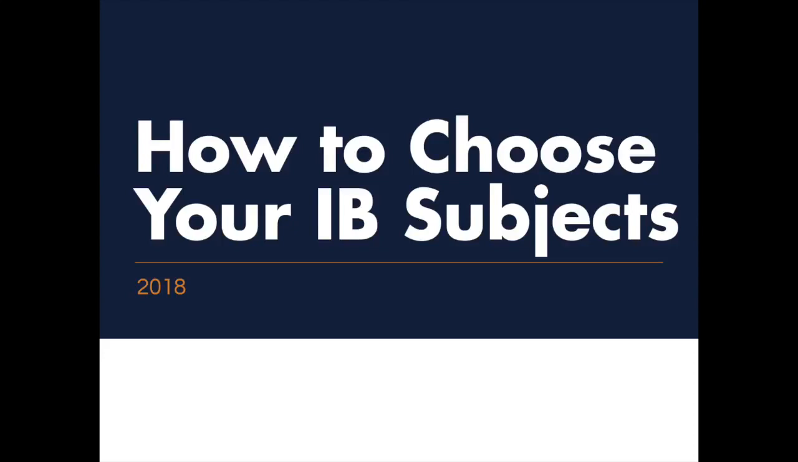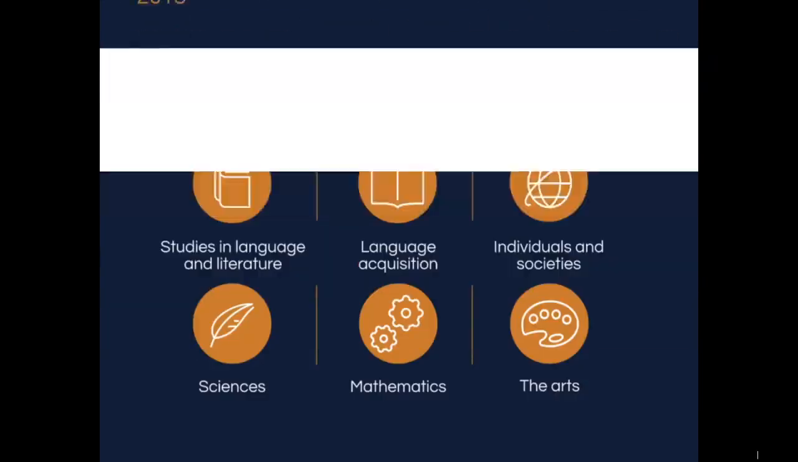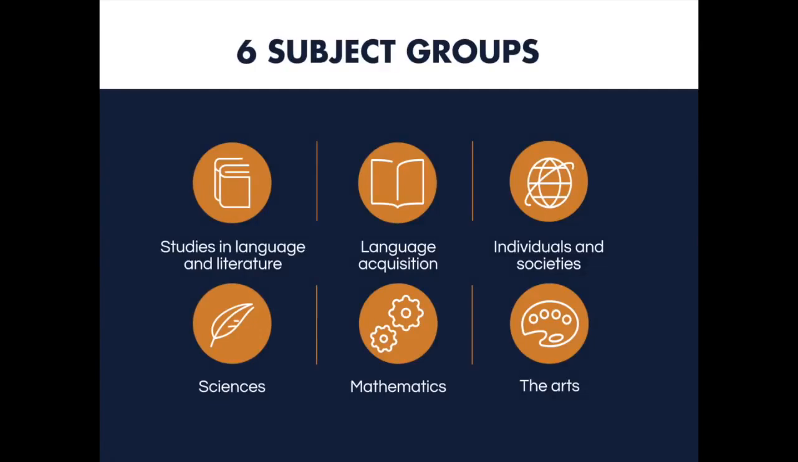One of the first things you have to do as you enroll into the IB Diploma program is choosing your subjects. So here's a little guide to help you along with some tips to help your decisions. First things first, you have to choose 6 subjects from 6 groups.